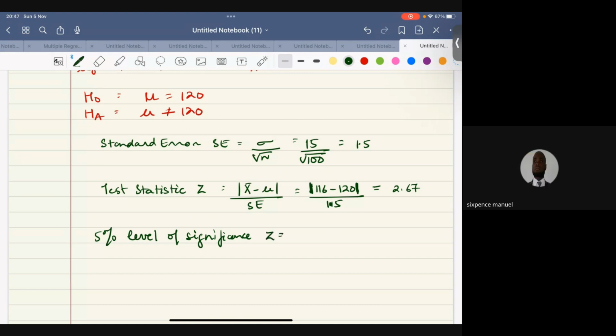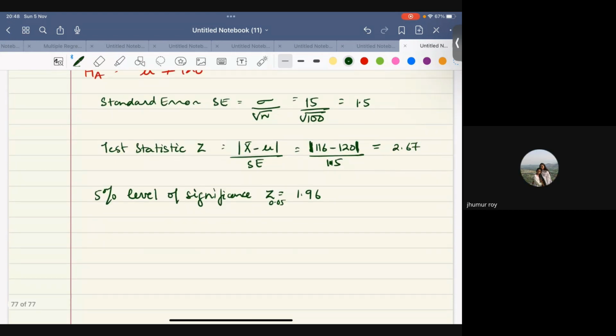1.96. 95%. 1.96. Now, what do we find? You will write which is greater, test statistic or table value. So, test statistic is 2.67 and table value is 1.96. Which is greater? Test statistic value.